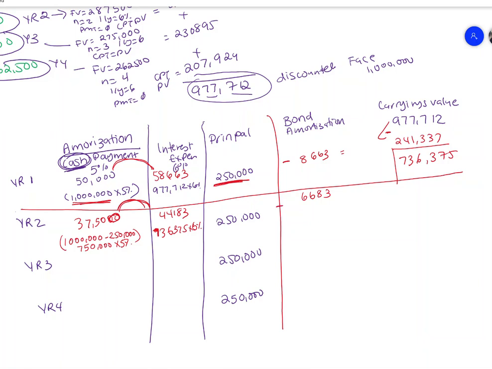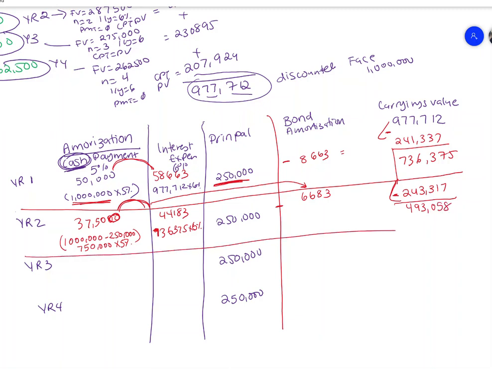So I'm going to take it here. Then you minus it from that, so the carrying value will be minus 2317, so we have 24373. Once we minus that, we find out the carrying value of our bond. In this case, the carrying value of the bond is 493058.